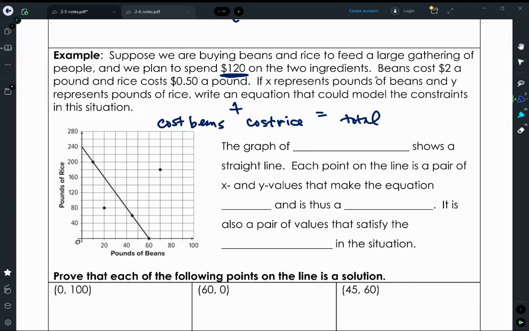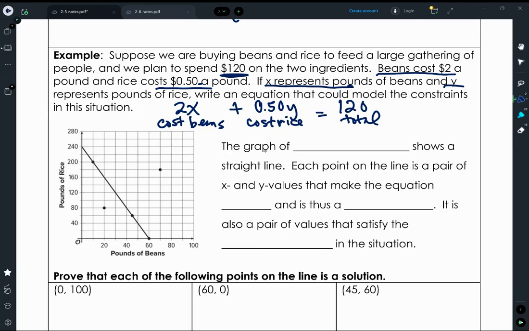So reading through this, I know that my beans are $2 a pound, and X represents pounds of beans. So if I buy 5 pounds, 5 times 2 would be $10. So I have to take my X and I have to multiply it by 2 to figure out the cost. So my cost of the beans is going to be 2X. Then I've got to figure out my cost of rice. So my rice is 50 cents a pound, and I want to buy Y pounds of it. So same thing, I'm going to have to multiply my cost per pound times my number of pounds. So 0.50Y. And then my total amount of money I can spend, that constraint says $120 exactly.